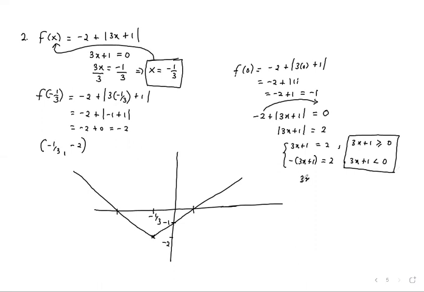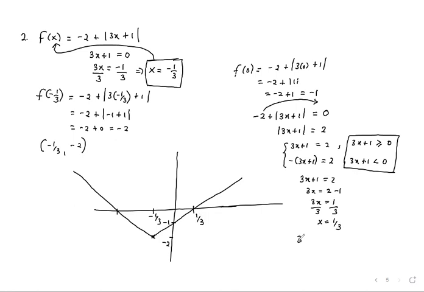And then deal with 3x plus 1 is equal to 2, giving us 3x is equal to 2 minus 1. That is 3x is equal to 1. Divide by 3. So x is 1 over 3. So this is 1 over 3.